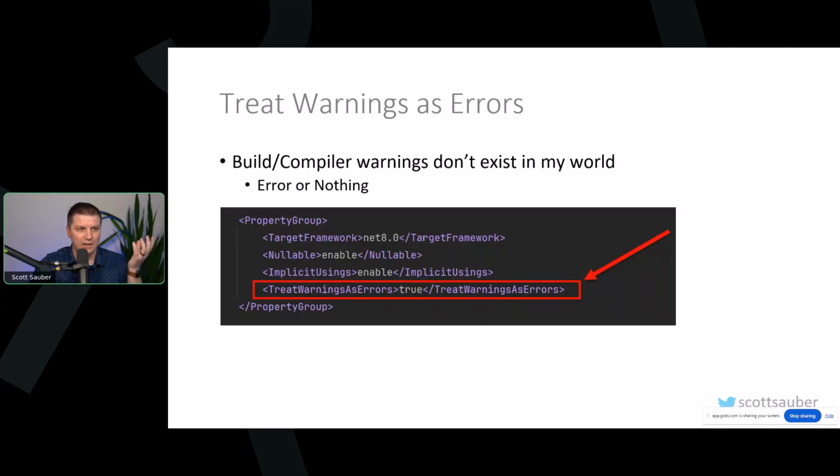Or maybe I'm globally, for the whole project, ignoring this warning. So I think it should be binary. It should be an error or nothing. And to flip this on, you can just set treat warnings as errors to true. And now going forward, anytime you have a compiler warning, it will be flipped to an error.